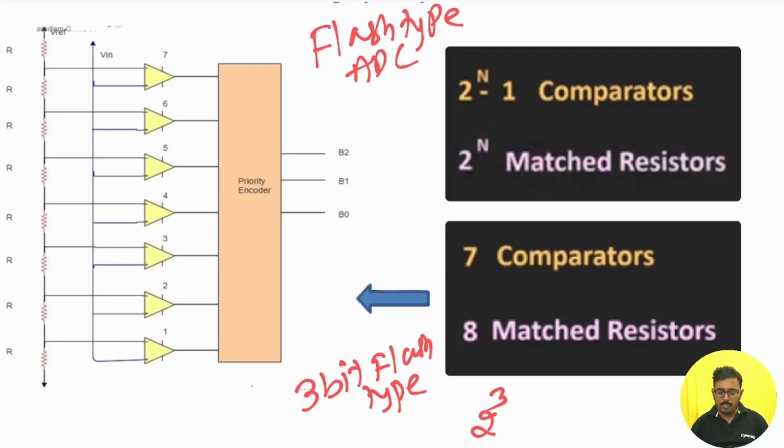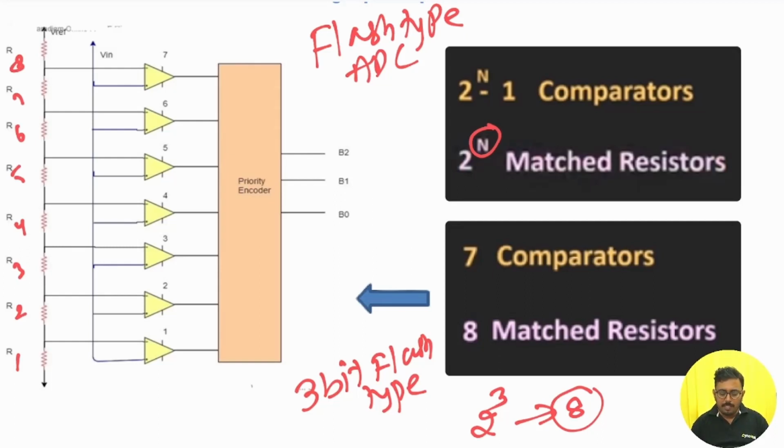So 2 power 3 represents what? 8. So 2 power n, where the n value is 3 now. If you take a 4-bit type, then the n value will be 4. If you take 2 power n, then 8. So in total, we have 8 resistors. You can take R1, R2, R3, R4, R5, and so on, representing a total of 8 resistors.